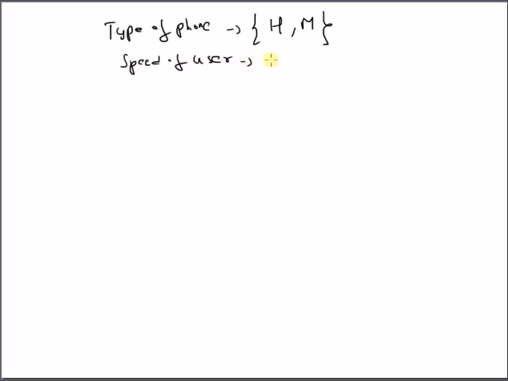Suppose that the type of phone has two possibilities, basically, either a cell phone or a mobile phone. Cell phone is denoted by letter H and mobile phone denoted by letter M. The second observation is the speed of the user, which is either fast or slow. Slow is denoted by letter W. Fast is denoted by letter F.